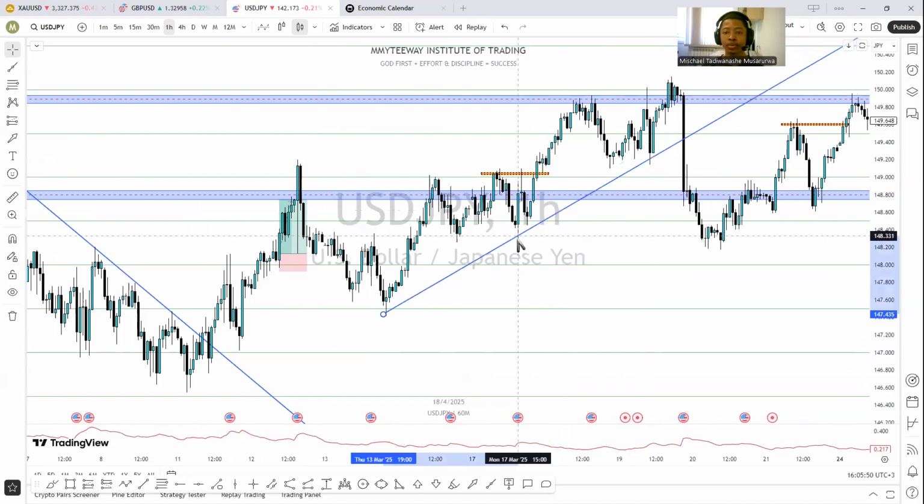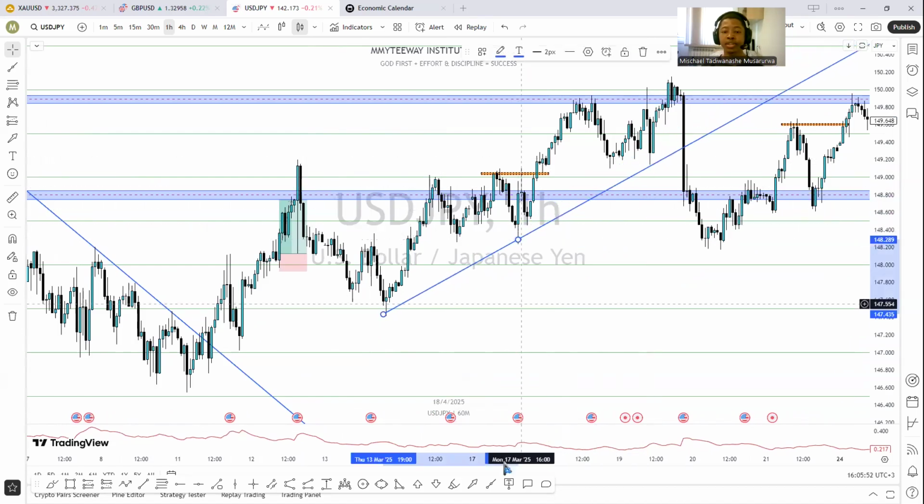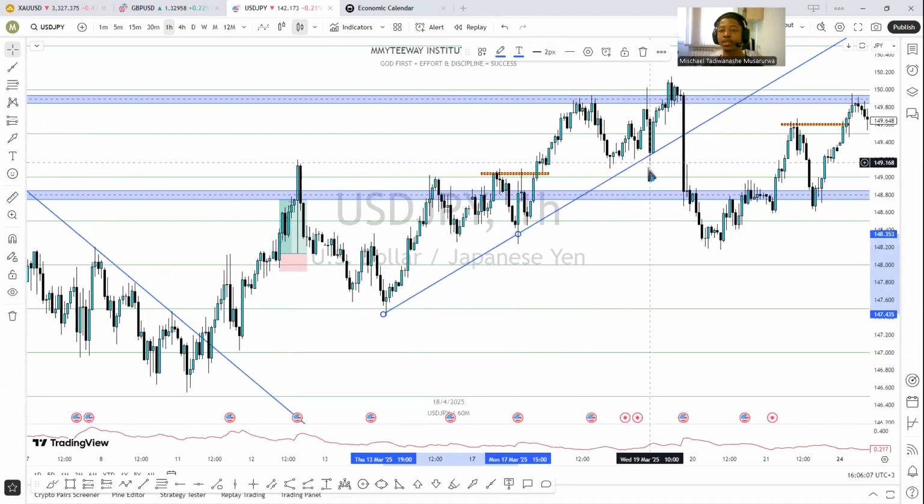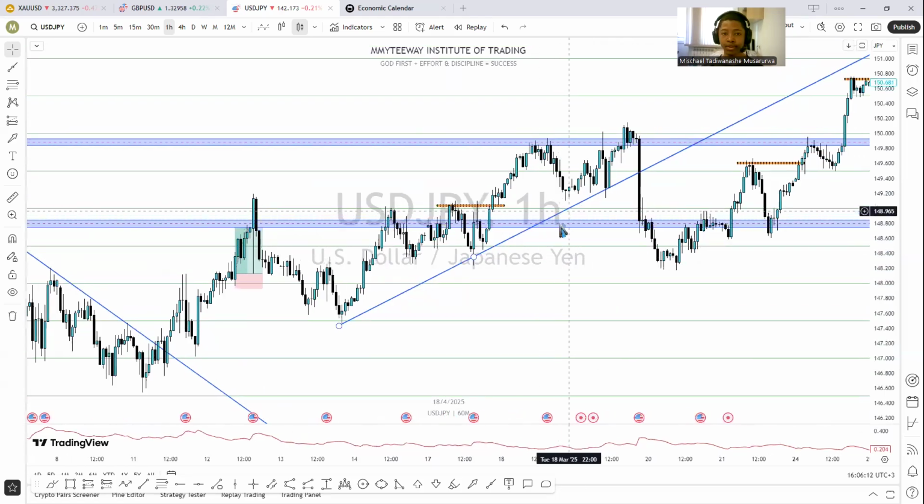I would take this extended ray, and then I connect these two touch points. When the graph comes back to retest that touch point, that is where my point of entry is. This is how I use my trend lines.